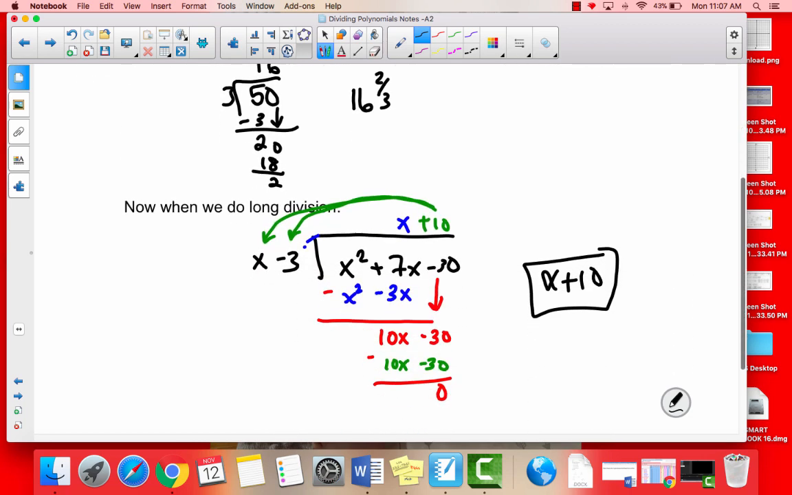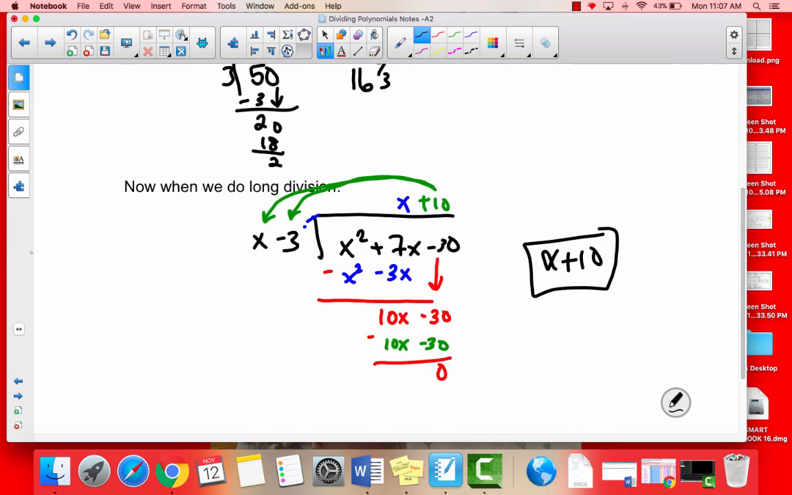So in other words, what I could say is the x plus 10 times the x minus 3 that I divided by would get me my original equation. So that is a factor of the original polynomial. So remainders of zero means they're factors. That's important. Make sure you write that down.